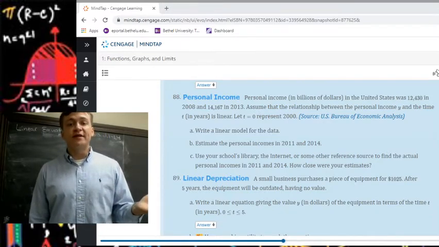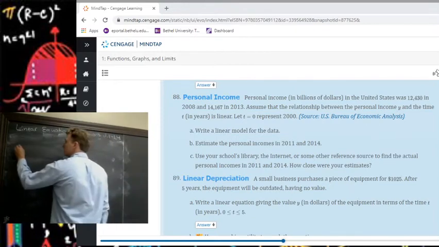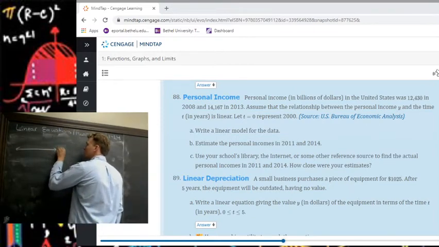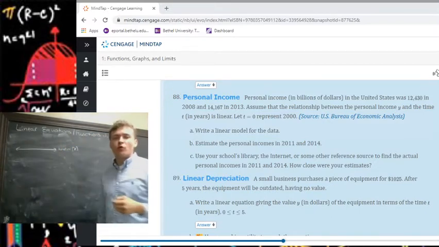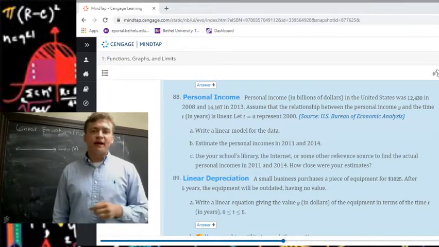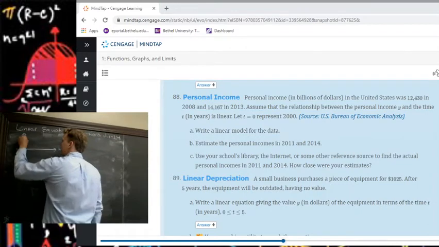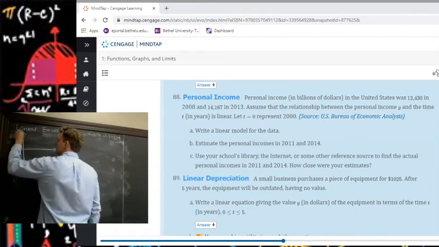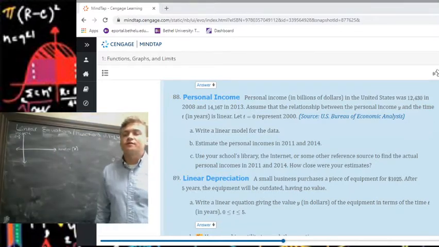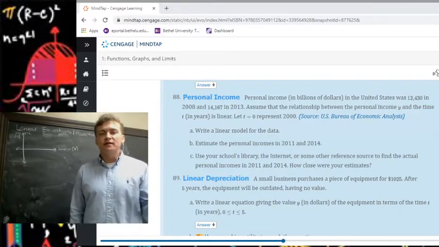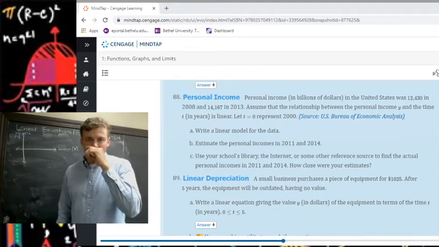A timeline is a good thing for a horizontal axis. I'm already thinking about that. This x-axis here is going to work as a timeline. It says also personal income, so that's going to work as our vertical axis. So there are our X and Y variables. What is the relationship between X and Y? It's our timeline versus our income here. We are given information for each.